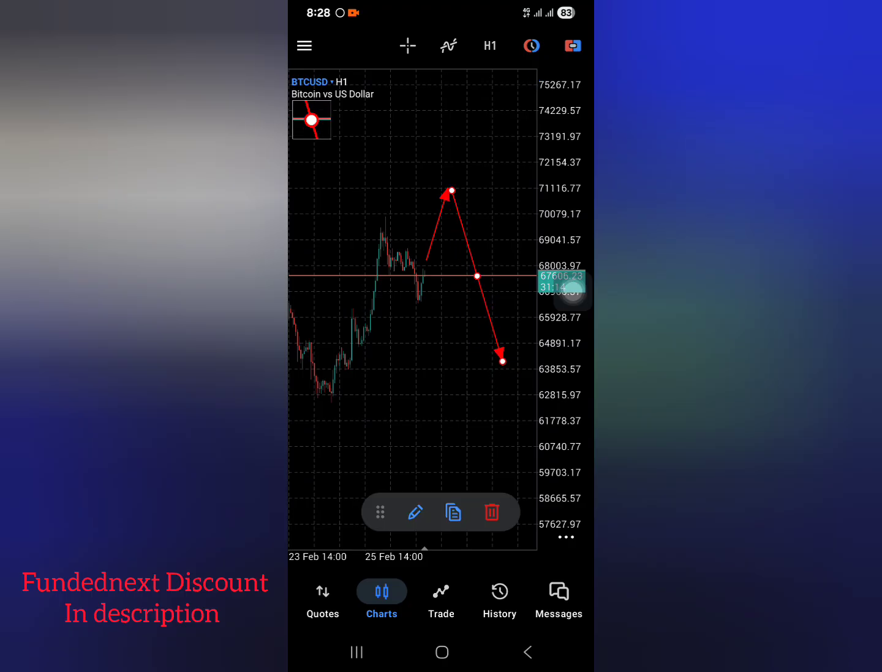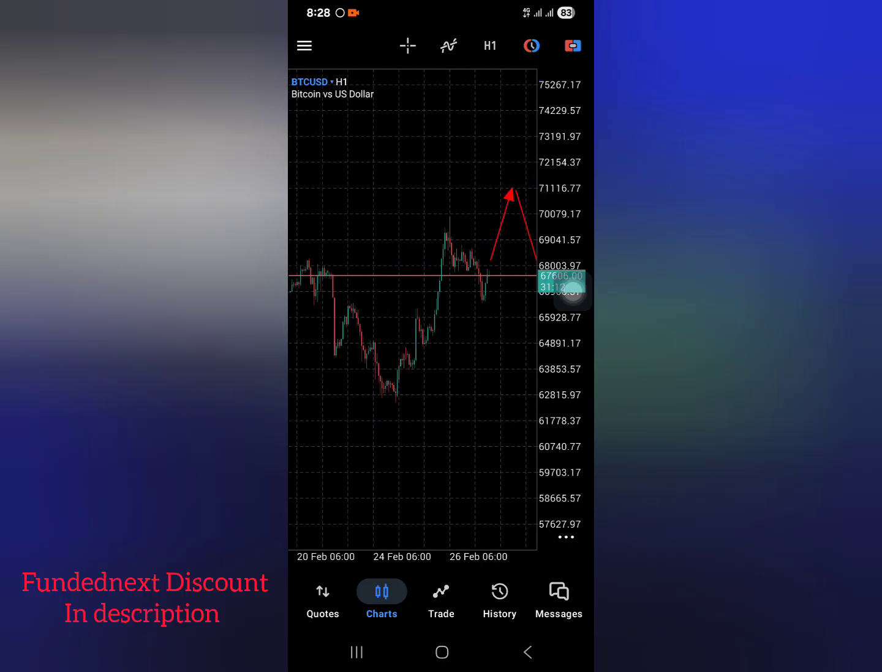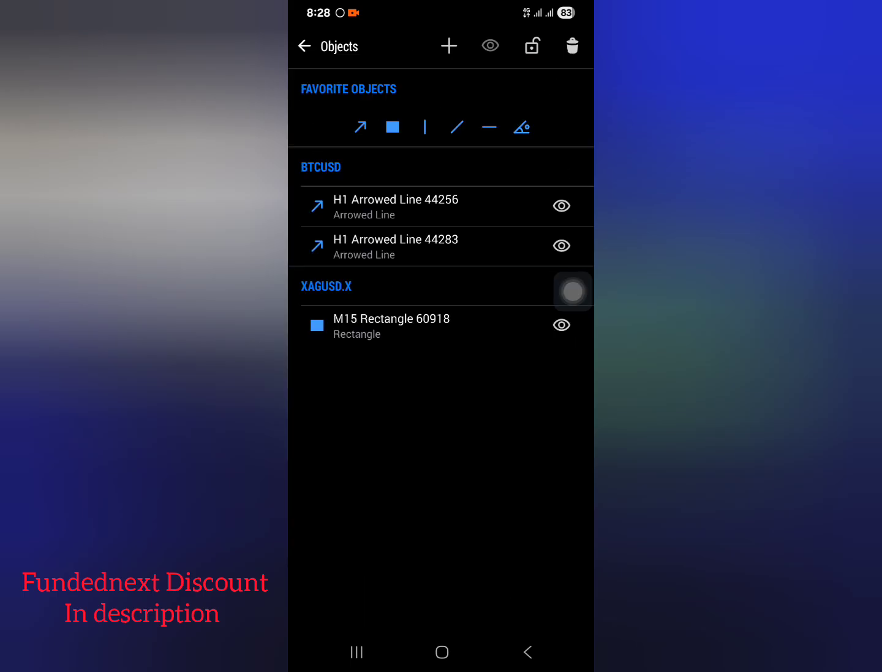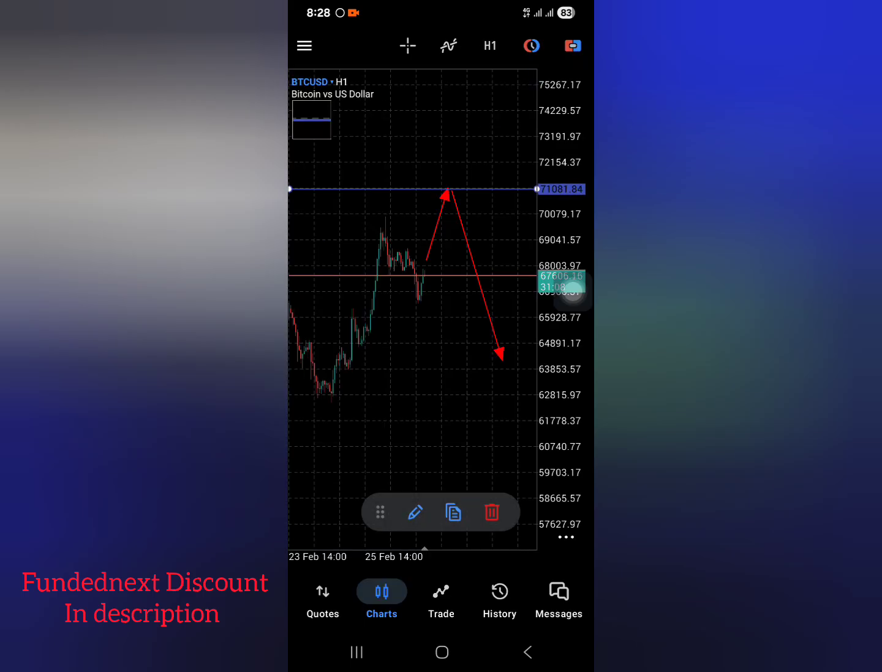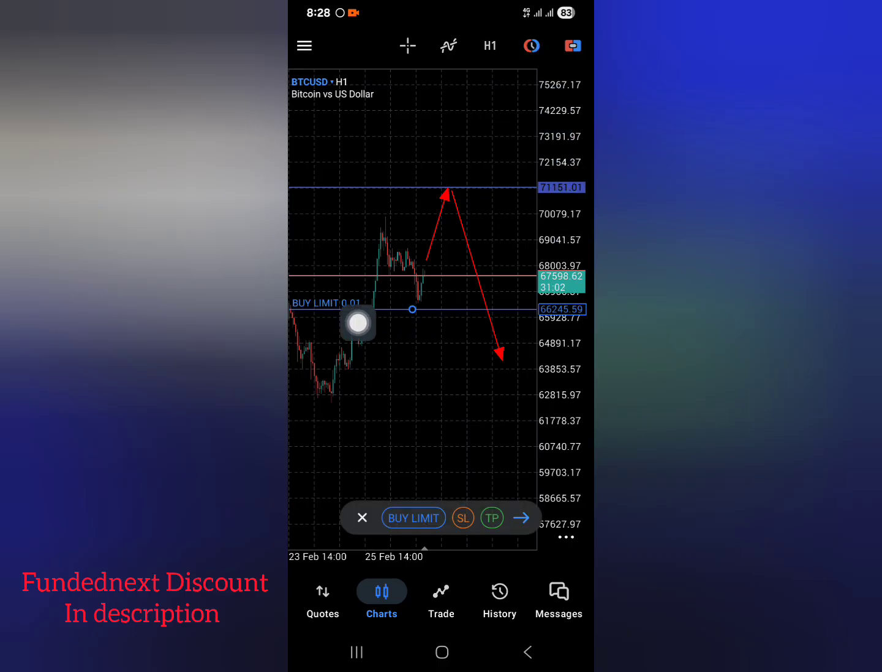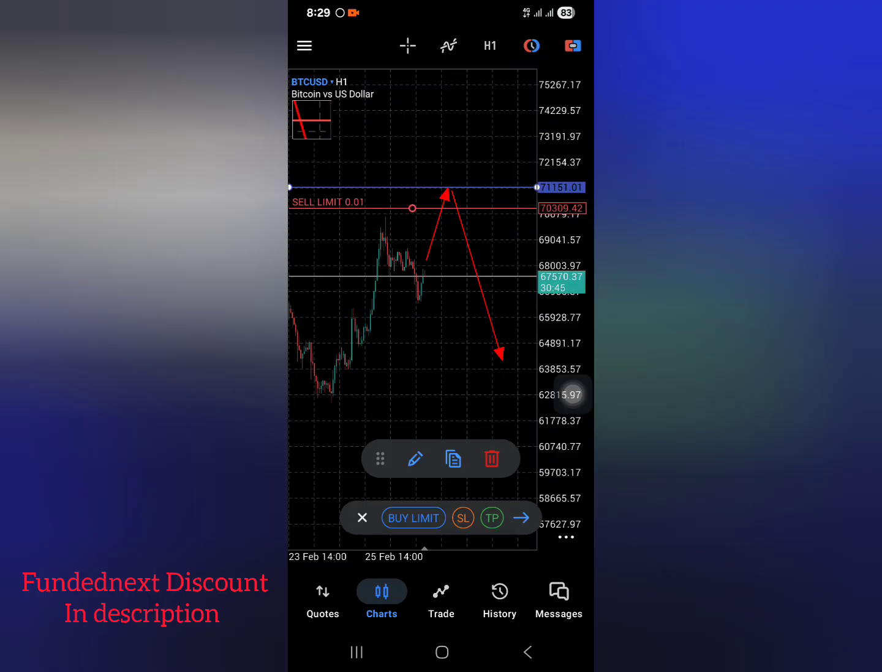Buy limit means the price will come down and it will buy. What I say by move, sell limit means the price will rise and it will sell it into the trade. That is sell limit.